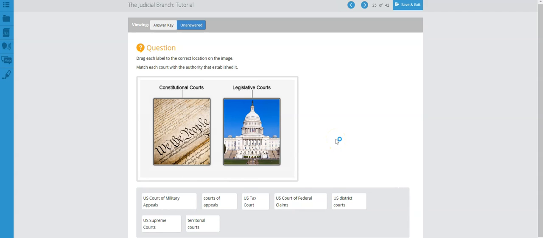We are now on page 25 of the judicial branch tutorial. This activity is very similar, actually almost the same as the previous one we just reviewed. You have the image here of the U.S. Constitution and the constitutional courts. Then you have the legislative branch here. All you're doing is moving the tiles where they belong. In this case, let me move the U.S. Supreme Court because it belongs here to the constitutional courts. You'll do the same thing for the other tiles, and make sure that you are plugging them where they belong in order to get credit for this assignment.